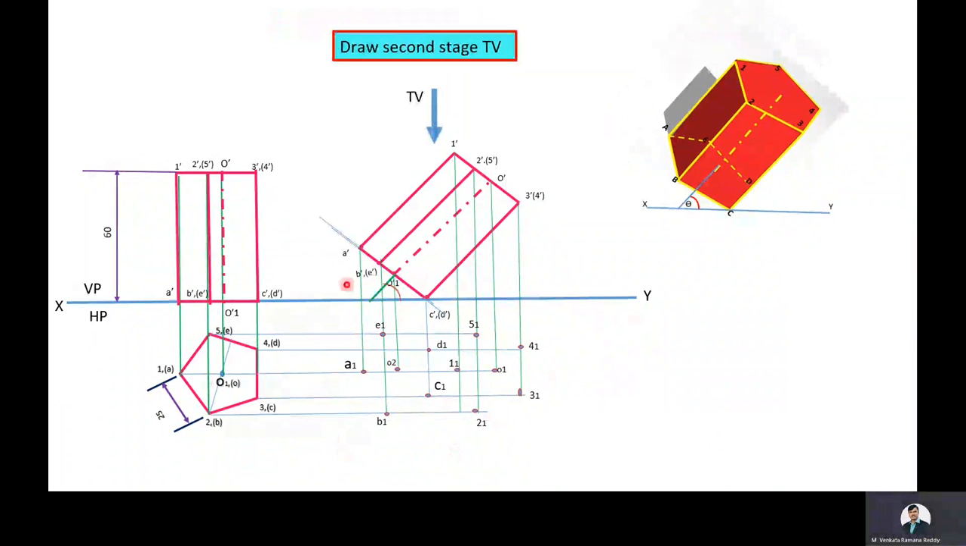After naming the intersection points, we'll join the intersection points based upon three steps. What are those three steps? That we'll discuss under the detailed solution related to the given problem. This is the second stage top view. How did you get the second stage top view? That we'll see under the detailed solution. Now we'll move towards the detailed solution related to the given problem.